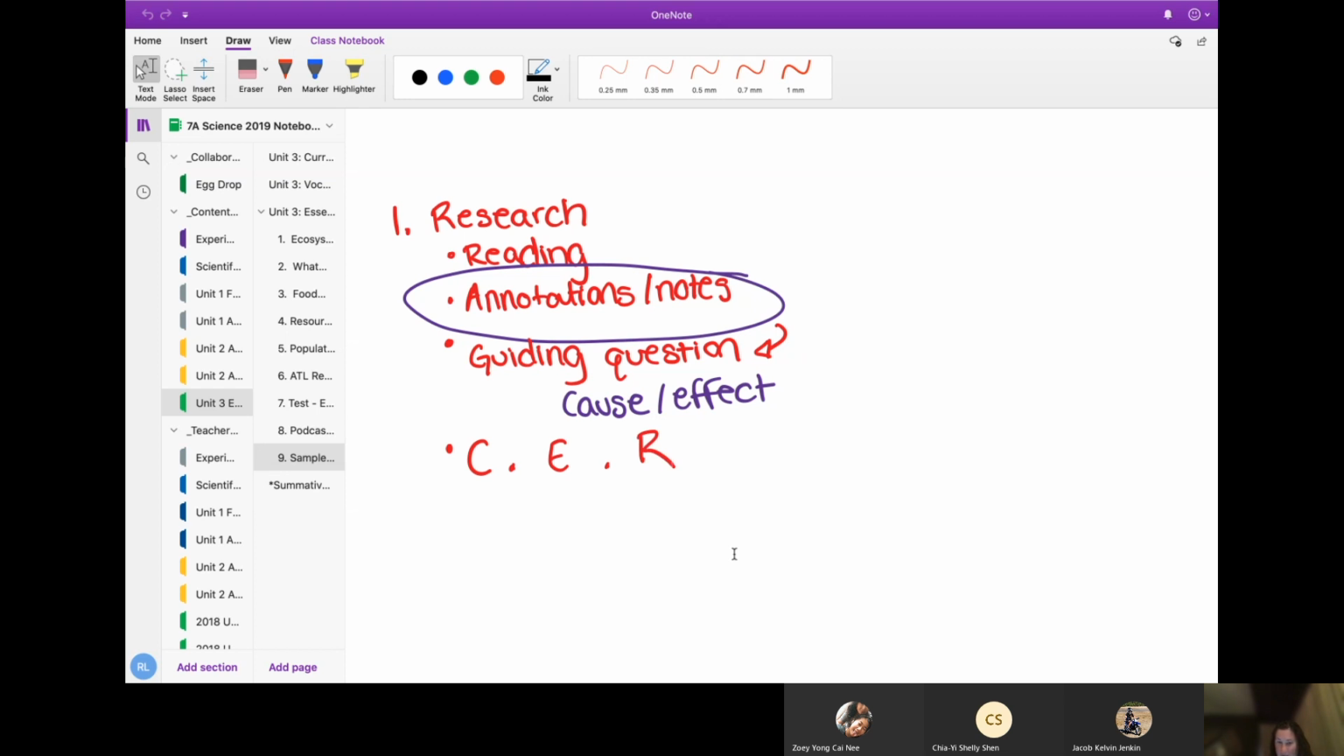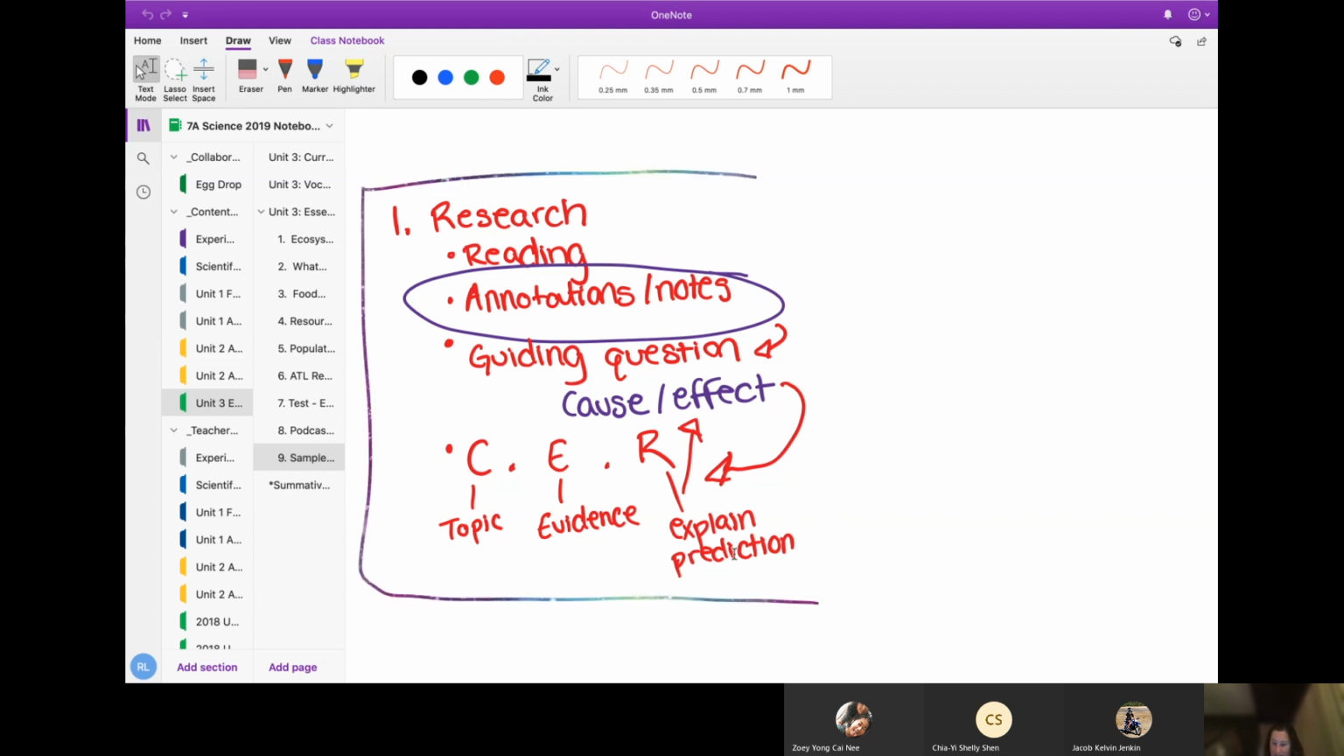You can take your answers from the questions and structure them into a graphic organizer where you would make a claim. This is what is the topic or the main idea in your article? What evidence do you get from your article? And then this is where you're explaining the connections, you're making predictions, and you're talking about that cause-effect relationship. This is all what's involved in the research and planning stage.